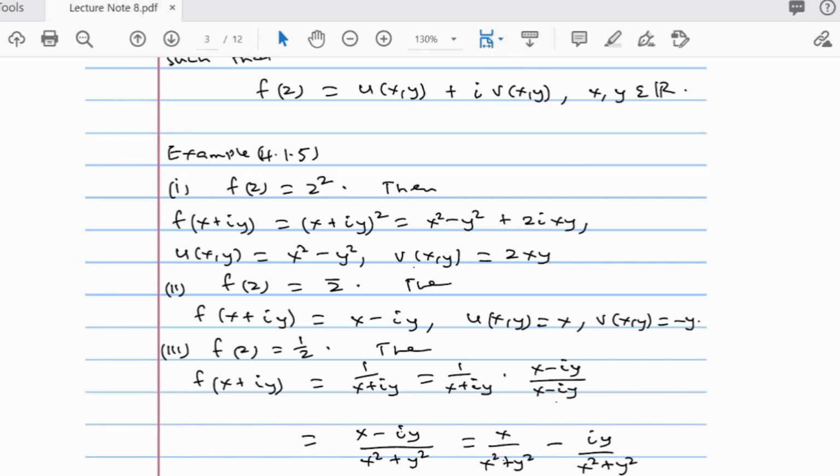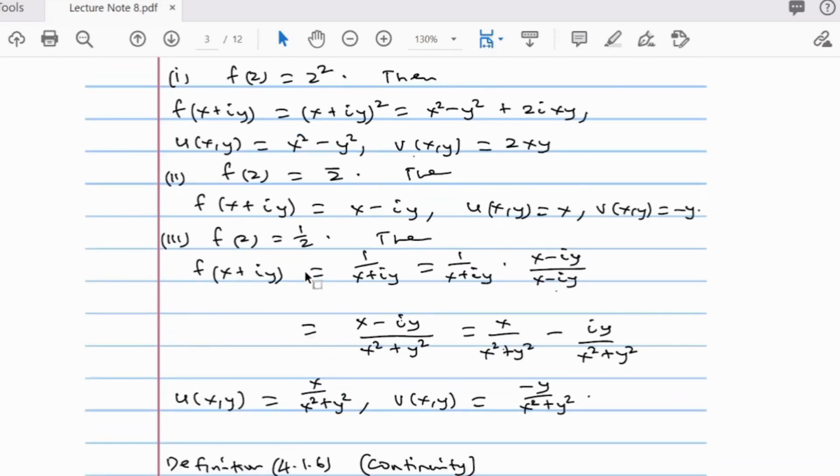So let's take this other example, which is the third one. We have f(z) equals 1 over z. Let's try to find the real part and the imaginary part. So your z is x plus iy, which is 1 over z, 1 over (x plus iy). So to get 1 over (x plus iy), you must get the conjugate of x plus iy, which is x minus iy. We divide by the conjugate, then you multiply. So this will give you (x minus iy) over (x squared plus y squared). So that is x over the denominator minus iy over the denominator.